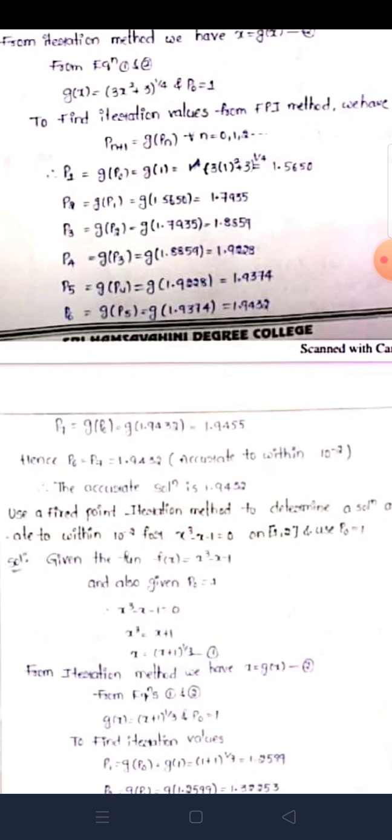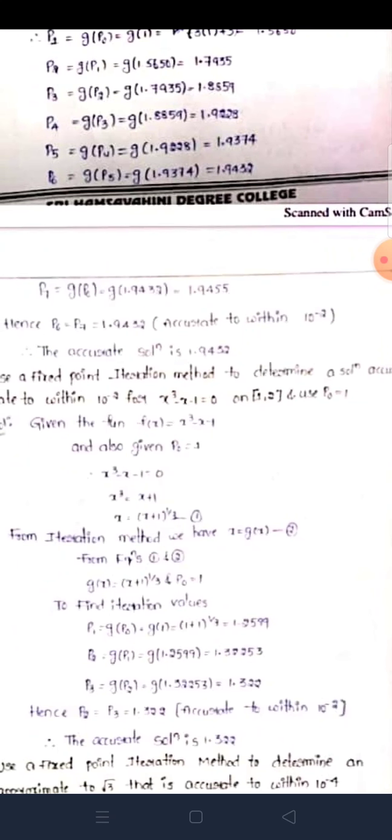This is equation 1. From the iteration method we have x equals g of x. This is equation 2. From 1 and 2 we get g of x equals (x plus 1) power 1 by 3 and p0 equals 1. To find iteration values, P1 is equal to g of P0 is equal to g of 1 equals (1 plus 1) power 1 by 3 equals 1.2599.